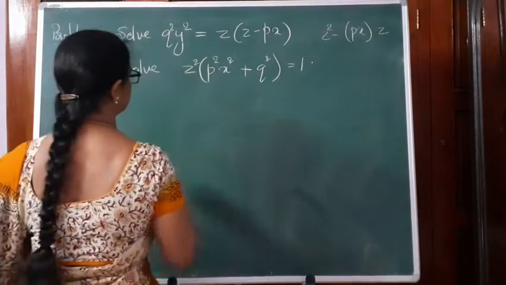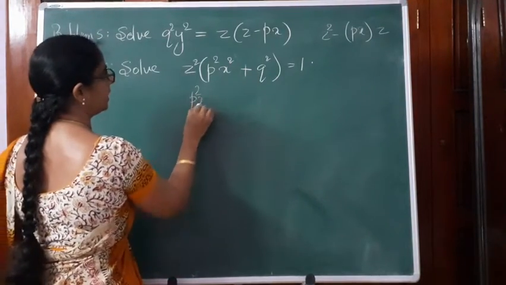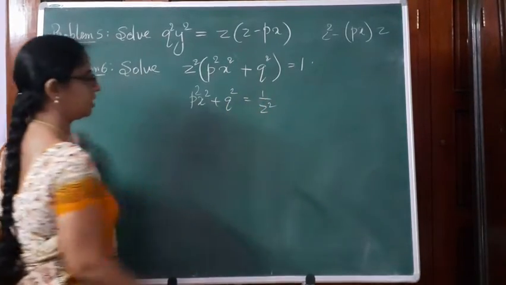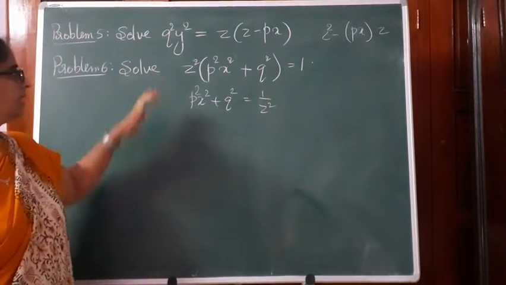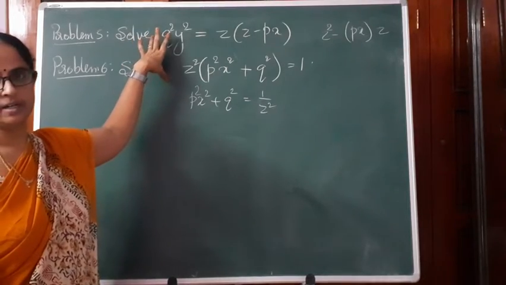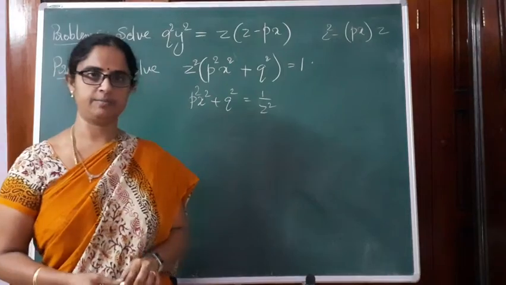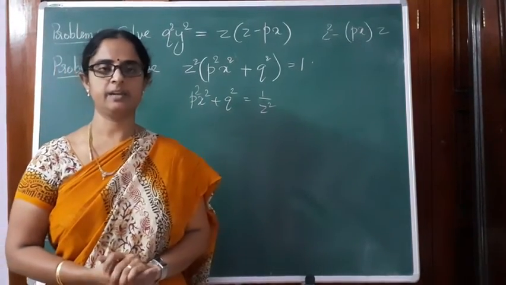Similarly, in problem number 6, this can be written as b square x square plus q square is equal to 1 by z square, and check what substitutions you can take here and try to solve these 2 partial differential equations which can be reduced to standard forms. Okay, keep practicing. Thank you for watching this video.